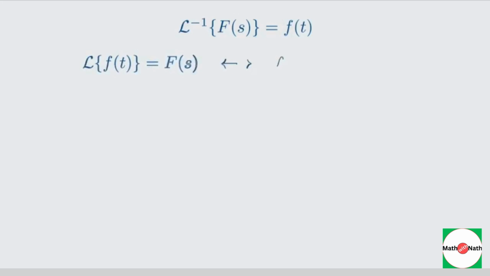If we have a function in the S domain, which we call capital F of s, the inverse Laplace transform allows us to find the original time domain function, small f of t. Think of it as the undo button for the Laplace transform. If the Laplace transform takes us from t to s, the inverse takes us from s back to t.